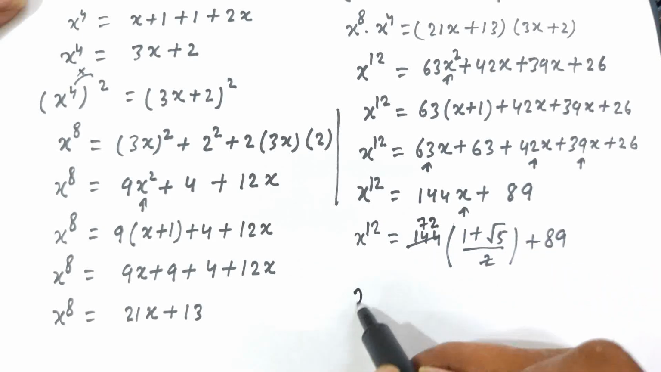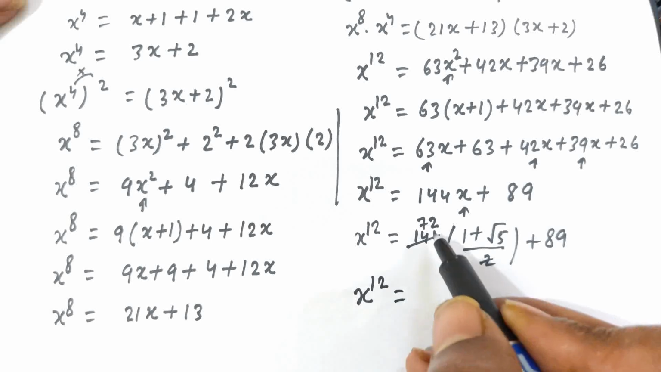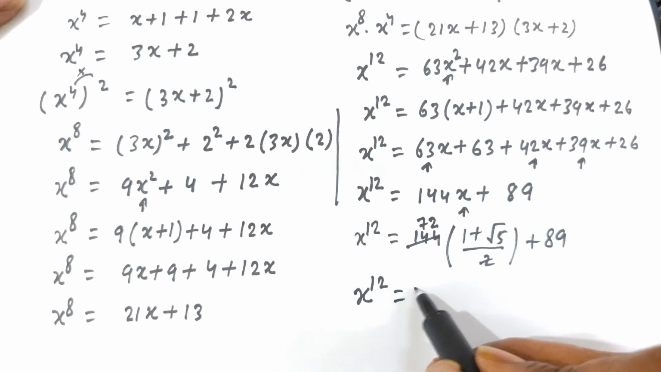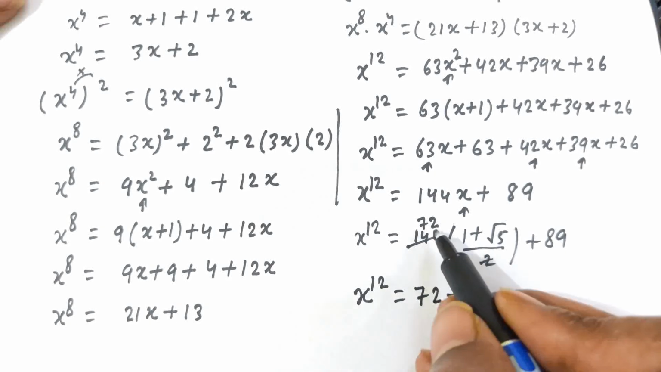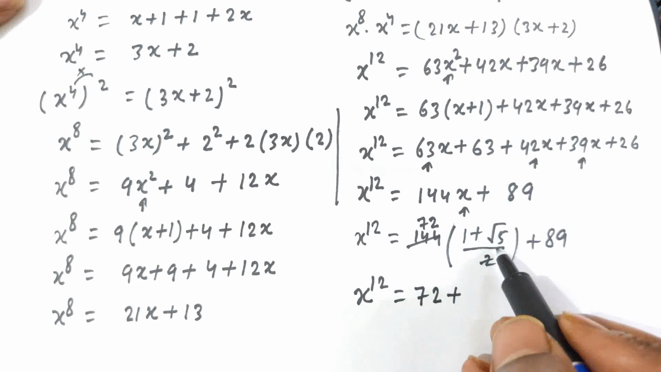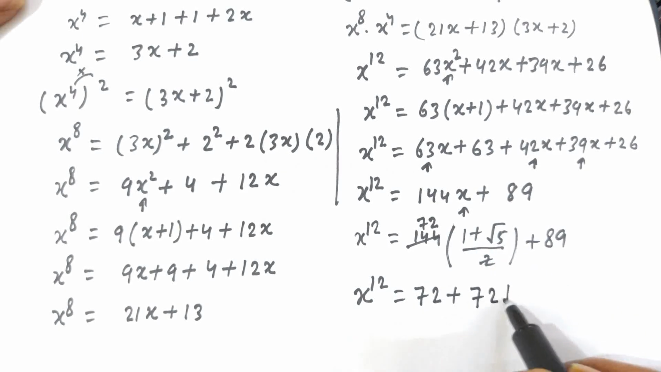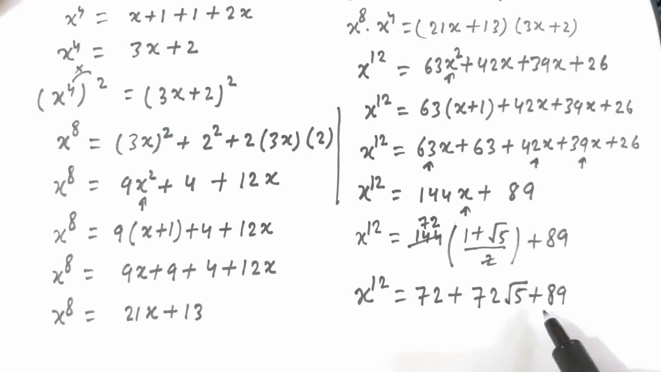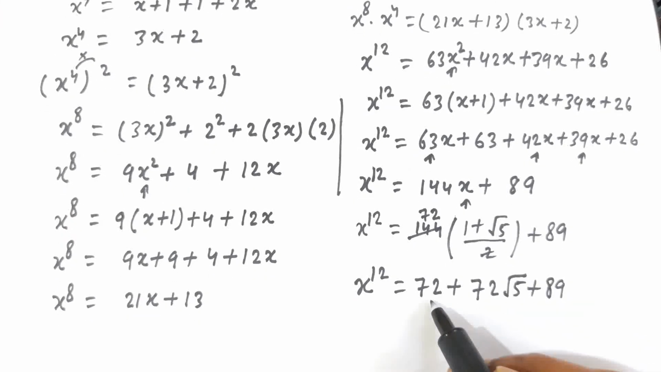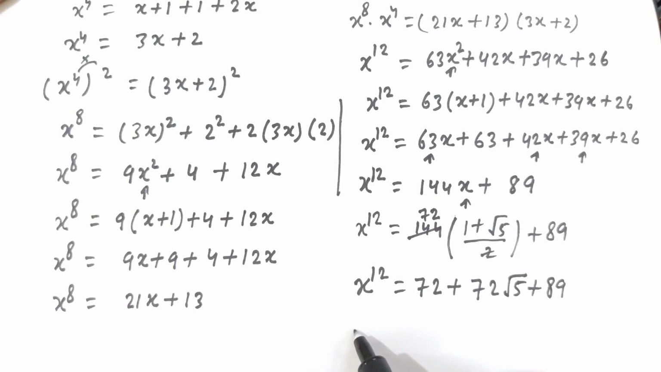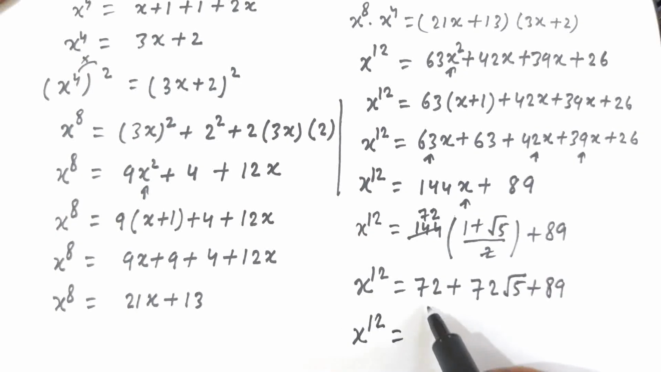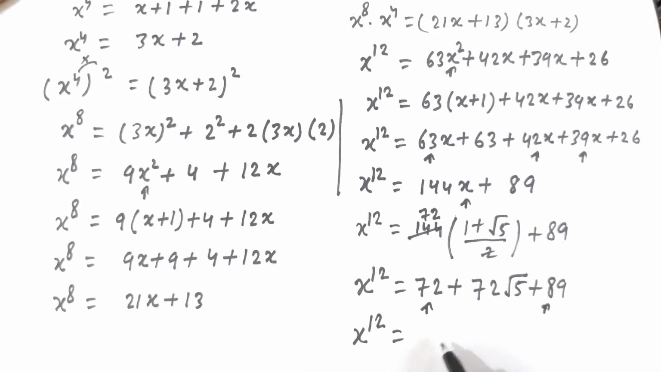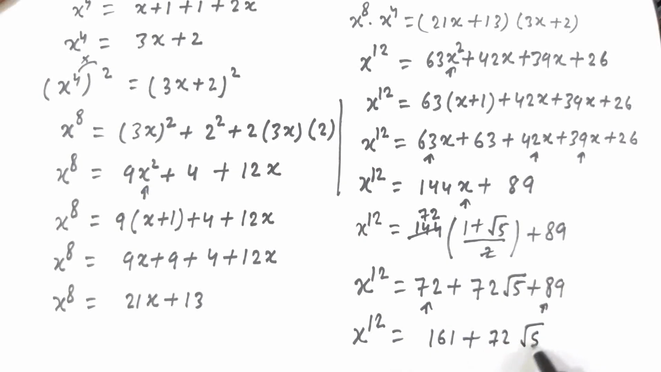Then the left hand side is x^12, this equals 72 multiplied by 1. Then we get 72, plus 72 multiplied by √5. Then we get 72√5 plus 89. Now students, here 72 + 89. And the left hand side is x^12. This equals 72 + 89, that is 161, plus 72√5. Students, this is our final answer.